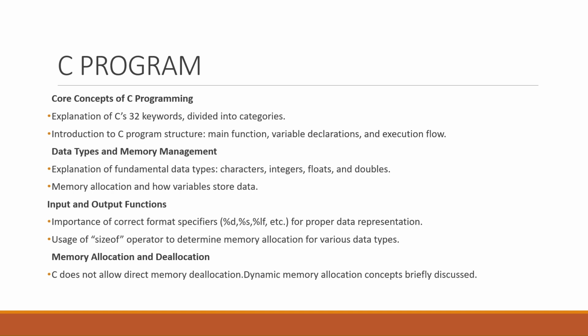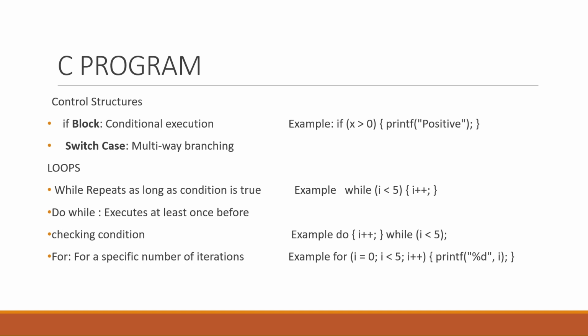C doesn't allow direct memory deallocation. It only supports dynamic allocation. Control structures in C program are the if statement and switch. Both work based on different conditions.